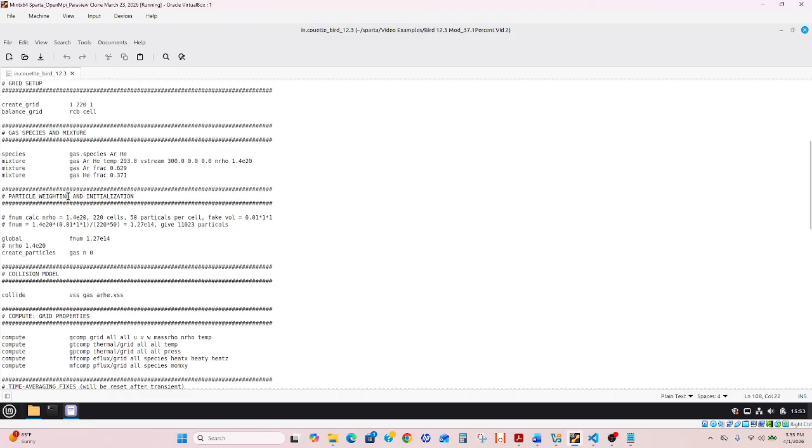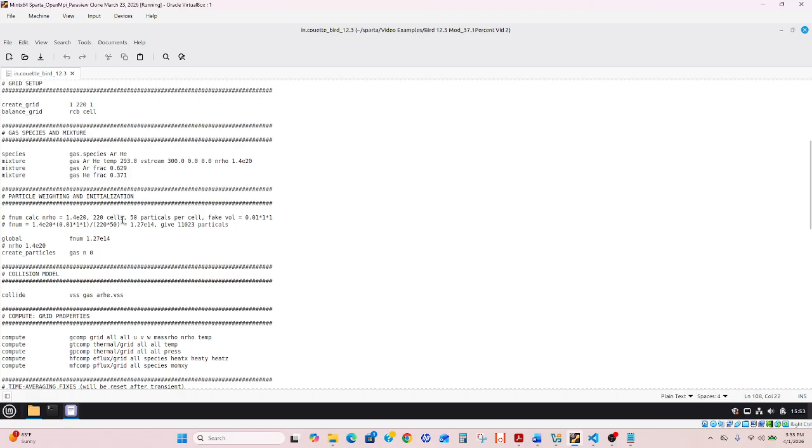So here's the particle weighting and initialization. This is something I did different in this simulation, which I probably could have done the same way I did in the first example, but I'm trying to expand on how I use SPARTA. So I defined nrho up here, which is the number density. So that defines the number of like particles that are in there. So when I get down here, I define fnum as 1.27e14. So fnum is how many real particles are represented by a simulation particle. And I wrote down the calculation for this.